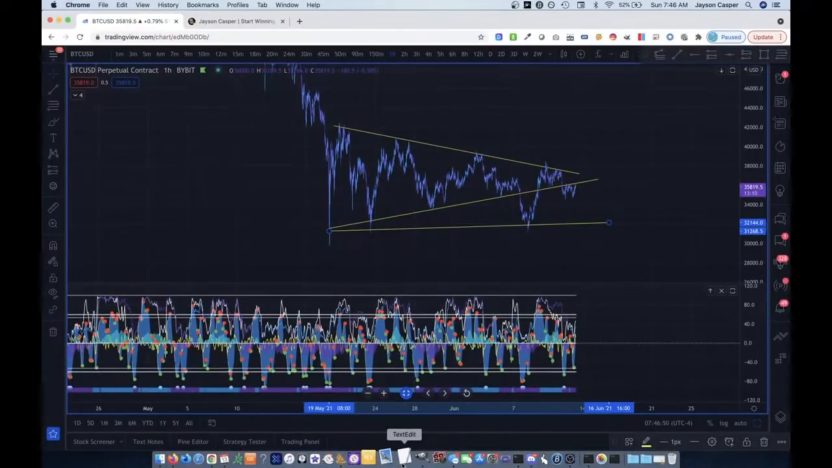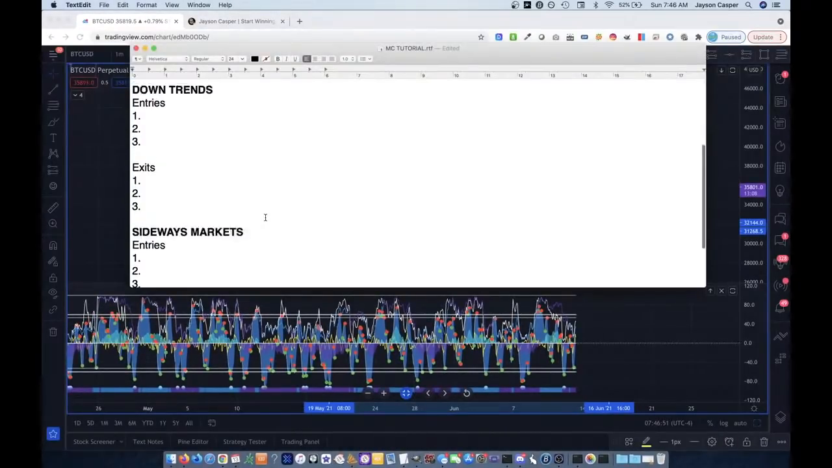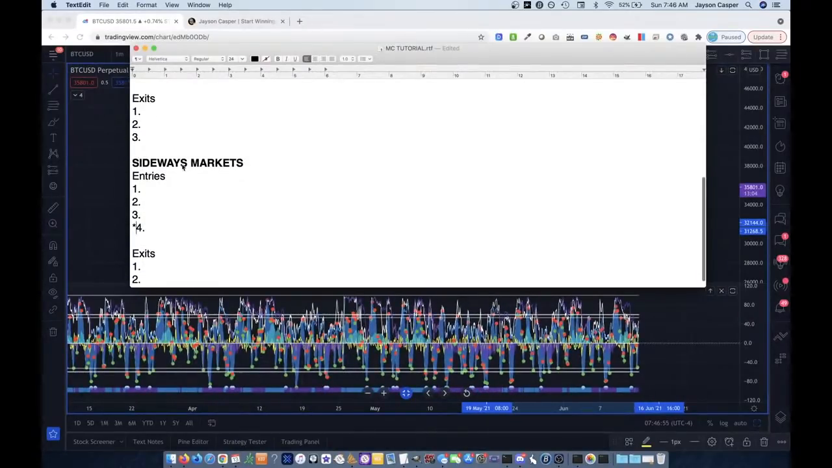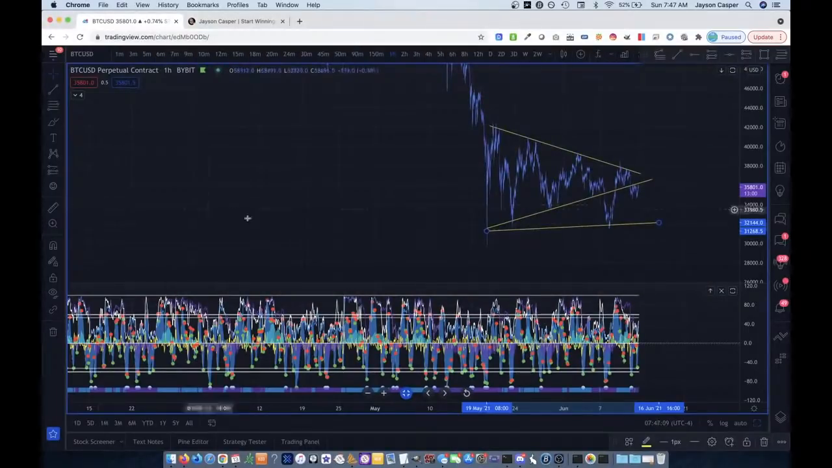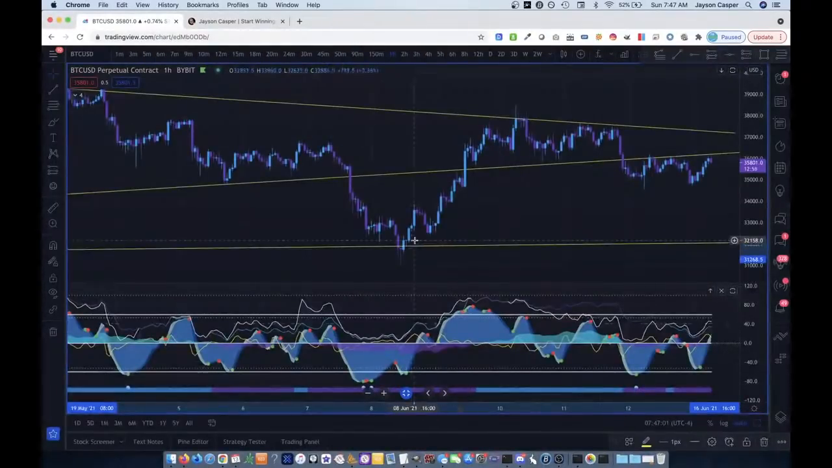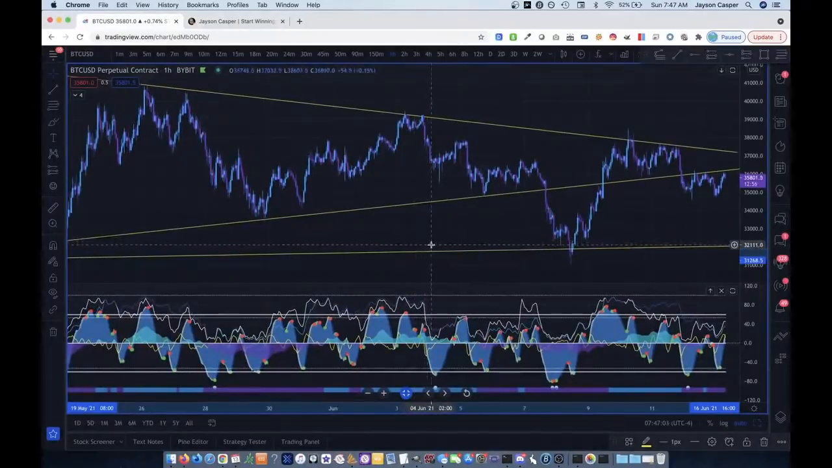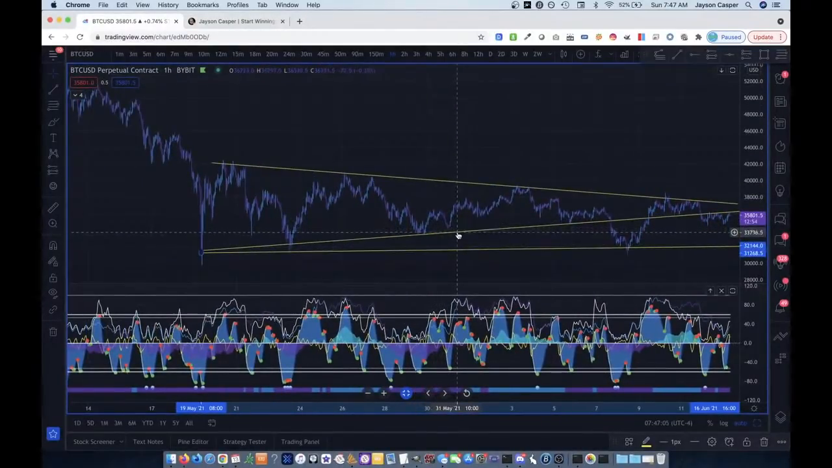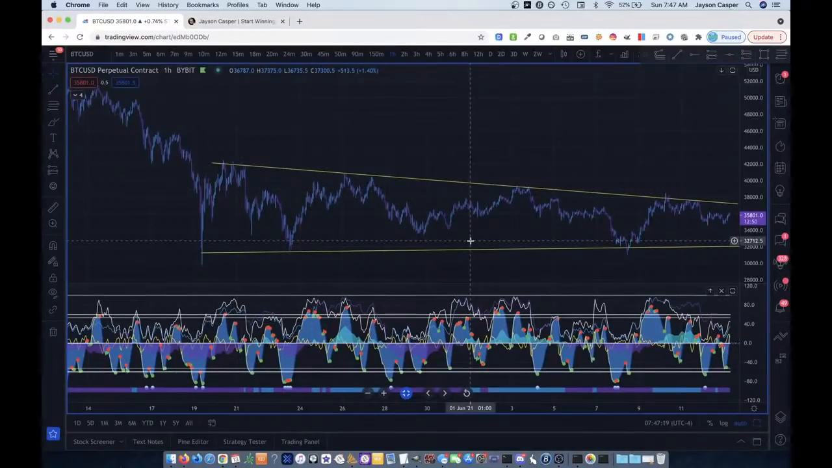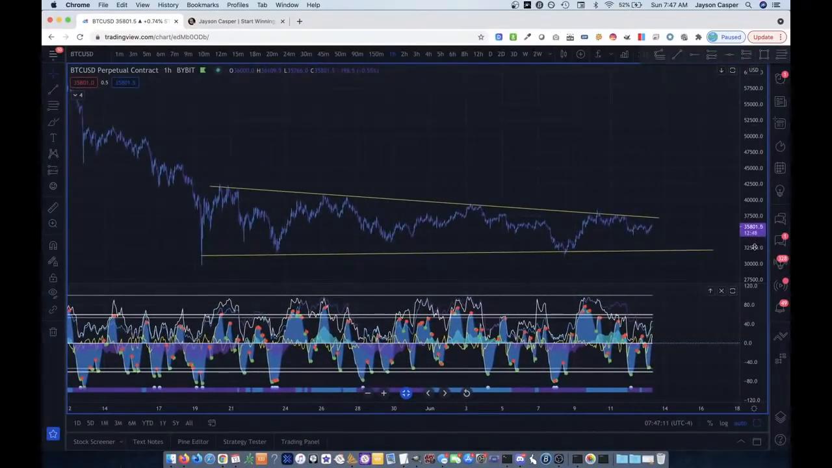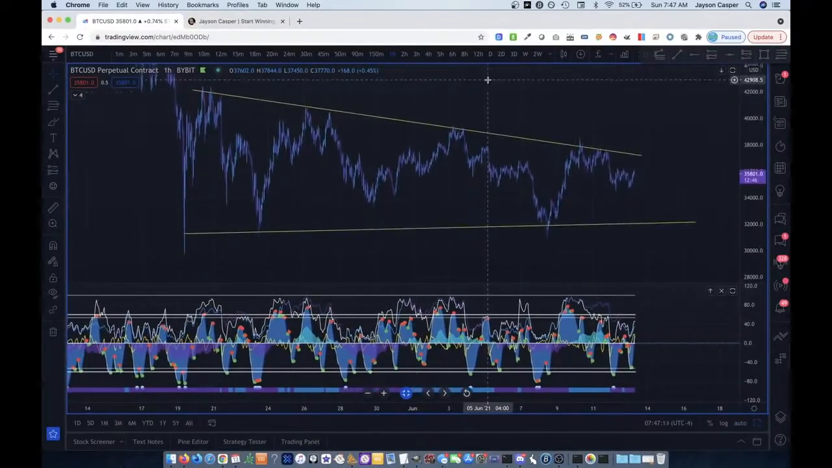All right, so I've got an outline, basically, of how we're going to use Market Cipher in uptrends and downtrends and in sideways markets. And I want to start with sideways markets because that's where we find ourselves right now. Obviously, for the past few weeks, really, there has been much trade opportunity in this sideways range, and many of you know how I personally am trading this.